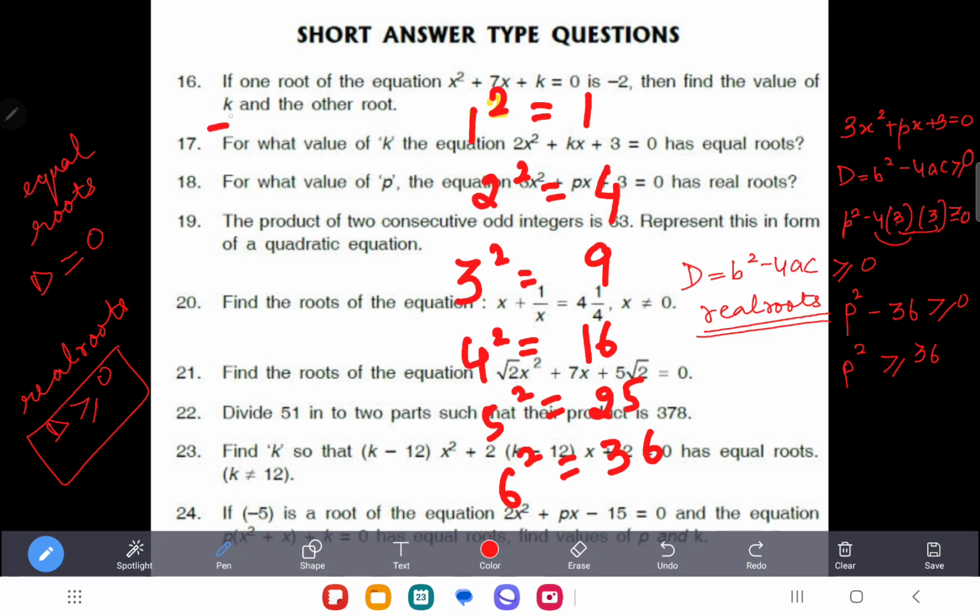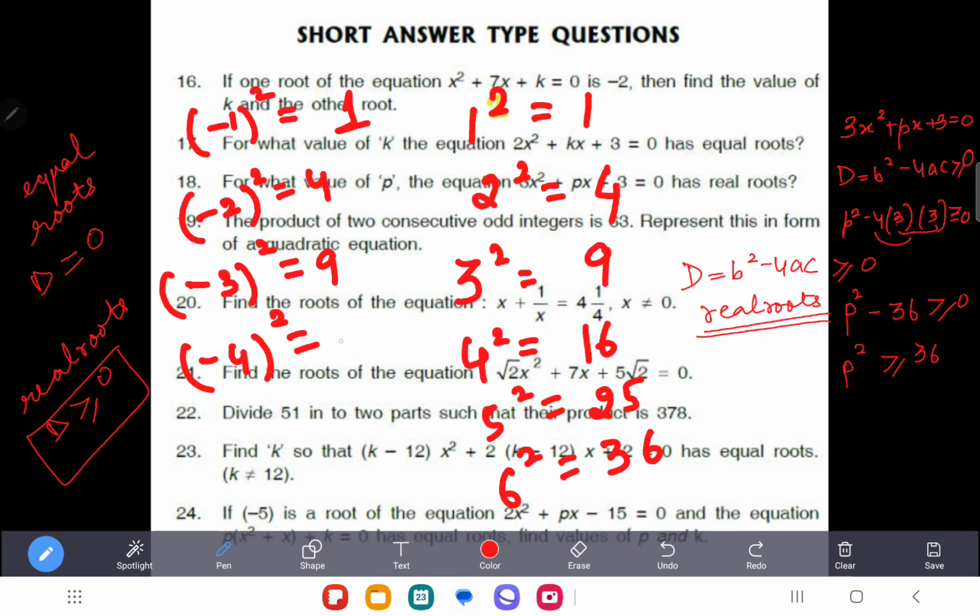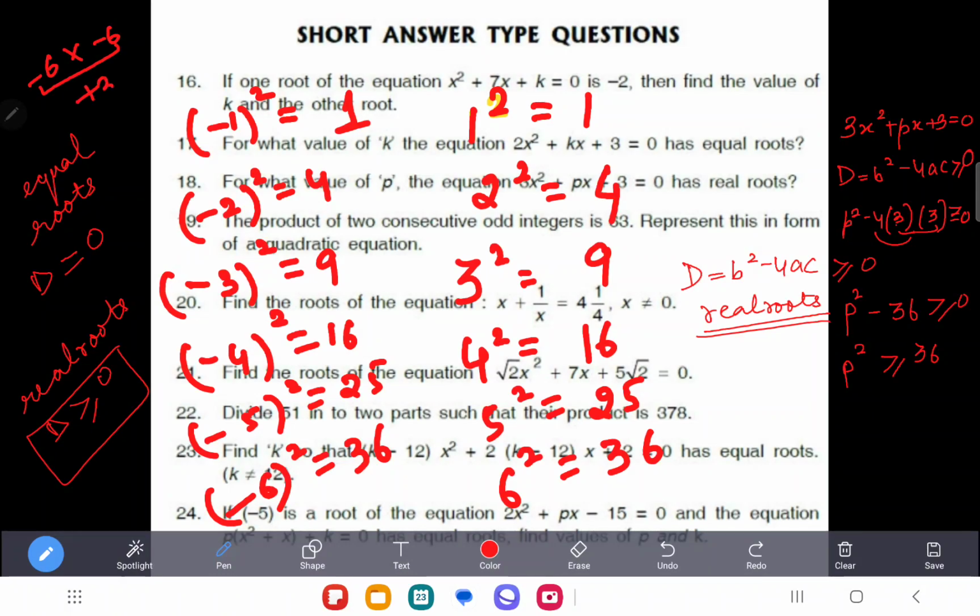36. Now you tell me what is minus 1 square? Minus 1 square is going to be 1. Minus 2 square is going to be 4. Minus 3 square is going to be 9. Minus 4 square is going to be 16. Minus 5 square is going to be 25. And minus 6 square is going to be 36, isn't it? Because it is minus 6 times minus 6. So negative into negative becomes plus 36. I hope you're understanding the concept.